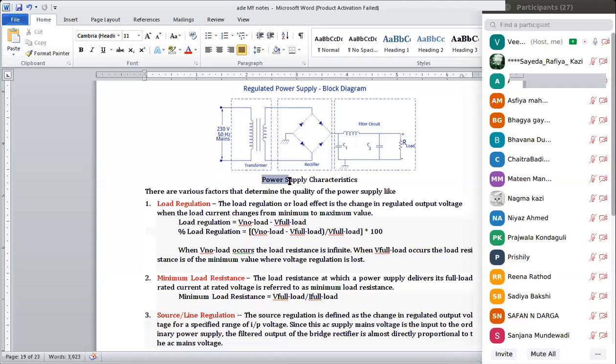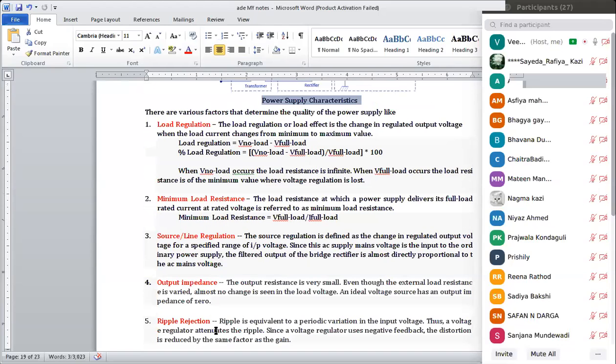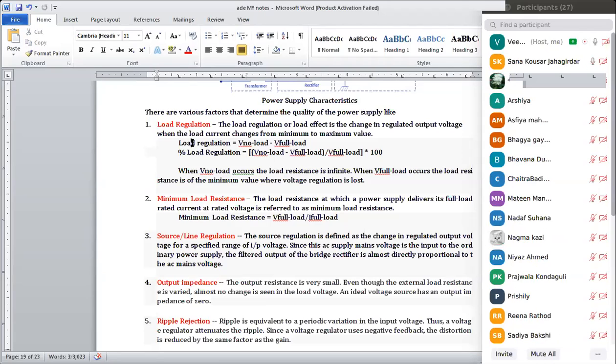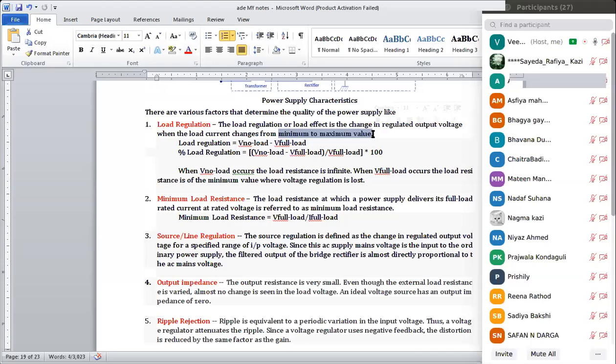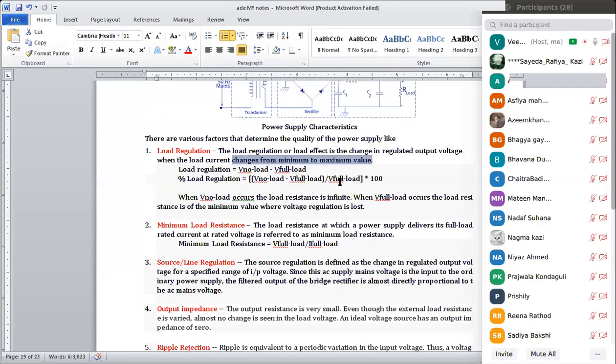Now for this power supply, there are some characteristics, right? Some 5 characteristics are there, which we'll discuss now. Okay, the first one, load regulation, also called load effect. It is the change in the regulated output voltage when the load current changes from minimum to maximum value, right?